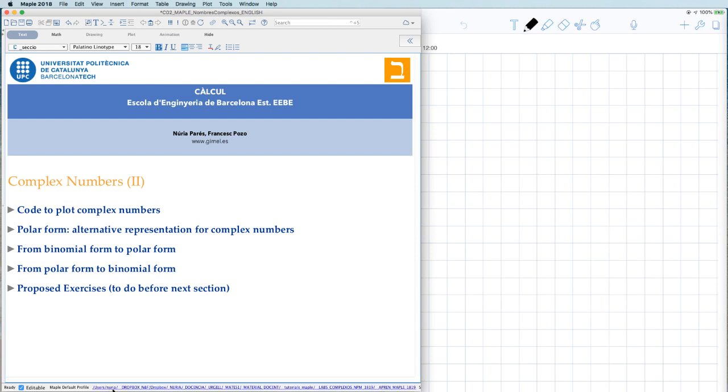In this video we are going to learn what the polar form of a complex number is, and we are going to see how to move from binomial to polar form and from polar to binomial form.